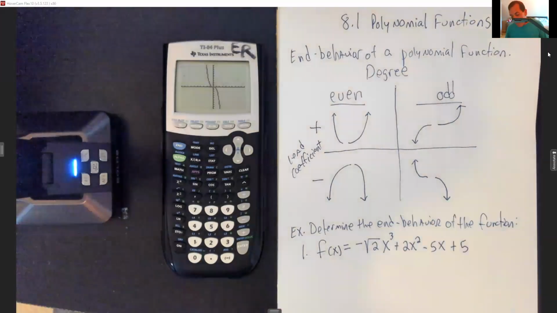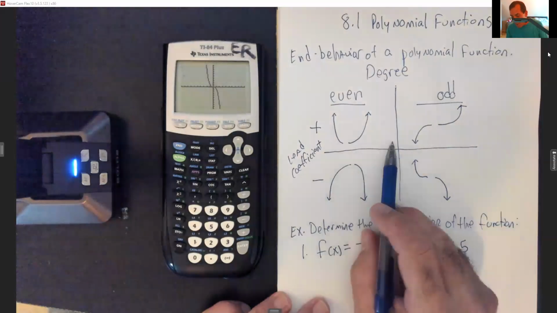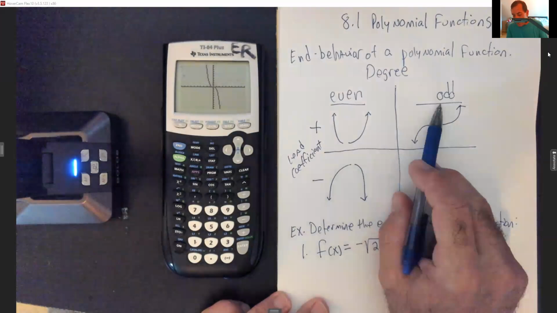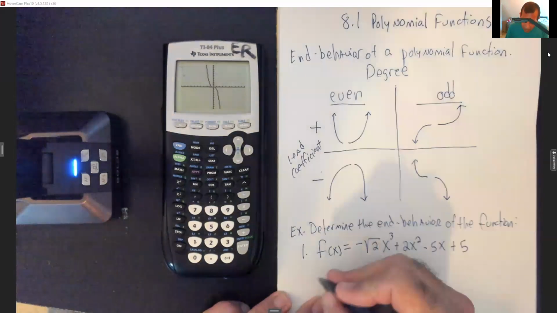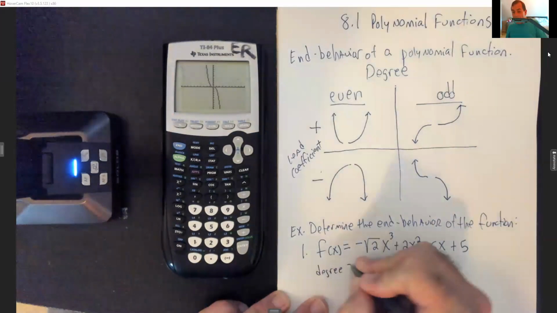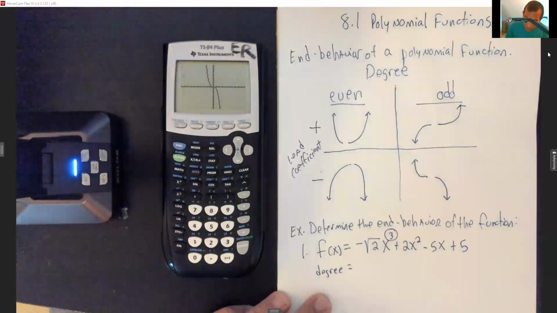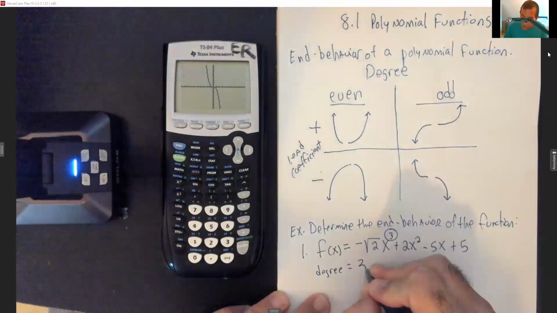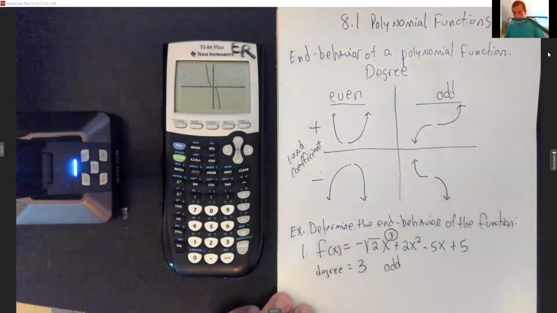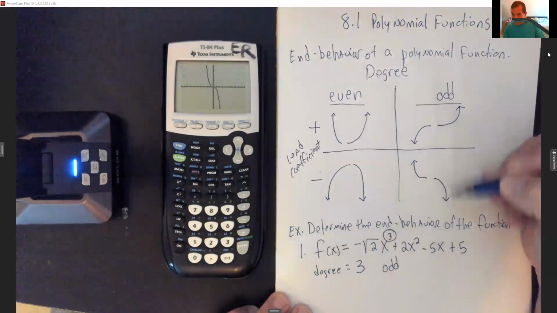So the thing I'm going to look at, there's only two things I'm worried about on our chart. The degree, is it even or odd? And that lead coefficient, positive or negative. So let's find the degree first. The degree is equal to the highest exponent. The highest exponent here is a 3, so this is a degree 3, which is odd. So I know for sure the end behavior will be one of the right two in the odd column.